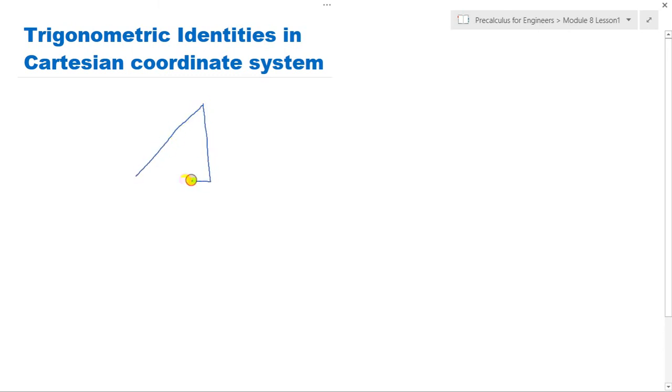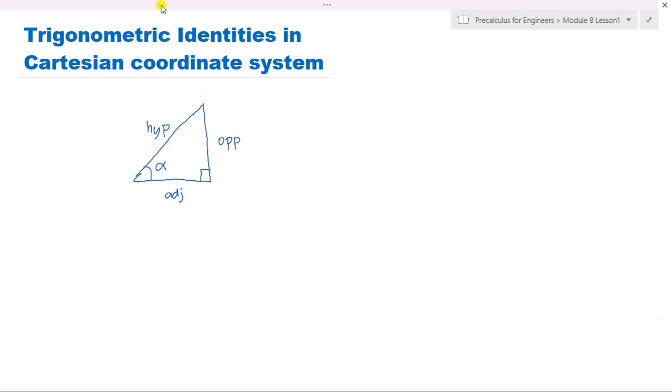So we have a right triangle, then we label this one as the hypotenuse. And then this one is the opposite side, given that this is our angle alpha, and then this one is the adjacent side. Okay, so by this figure we derive the 6 trigonometric identities: sine, cosine, tangent, cotangent, secant, and cosecant.